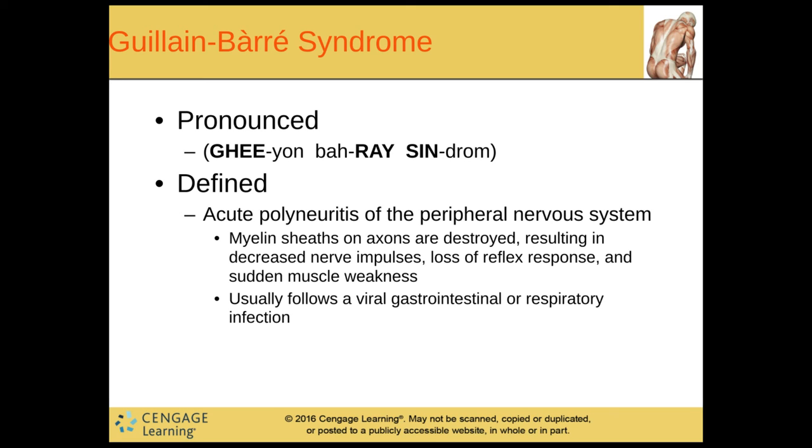Then we have Guillain-Barré syndrome. So this is an acute polyneuritis of the peripheral nervous system. So the myelin sheaths on the axons are destroyed. So it results in decreased nerve impulses, so loss of a reflex response, and then sudden muscle weakness. And it usually follows a viral, gastrointestinal, or respiratory infection.